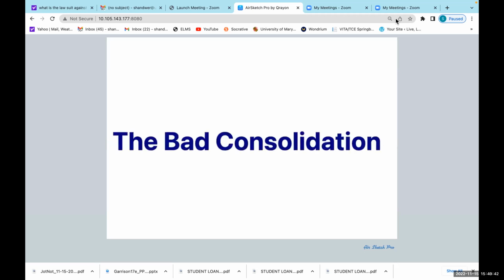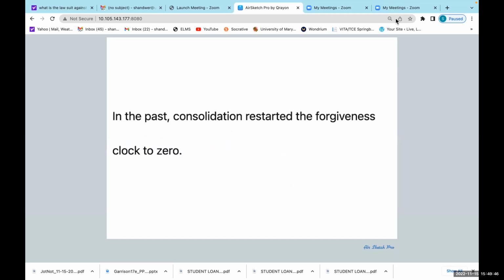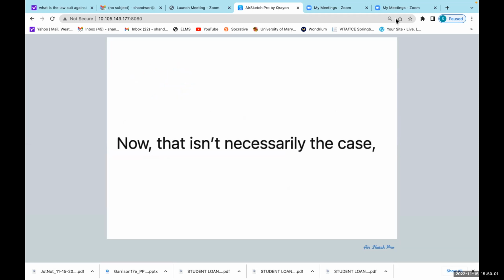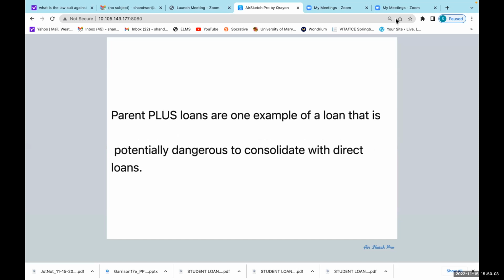All right, bad consolidation is, well, there used to be one. There's not too many that you can do bad today, because in the past, if you did a consolidation, it would restart the forgiveness clock. So if you had a 20-year clock on and you were in year 15 and you consolidated, you lost that. That doesn't happen anymore. So there's almost no bad consolidations. That's why I say it can't hurt.